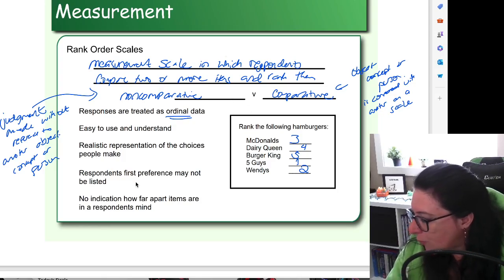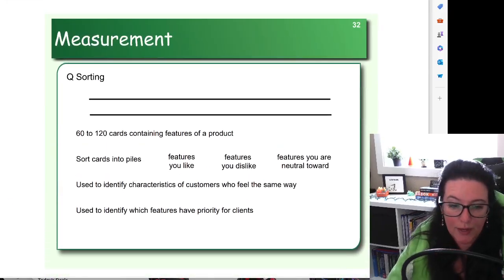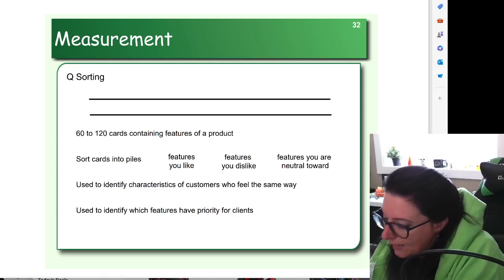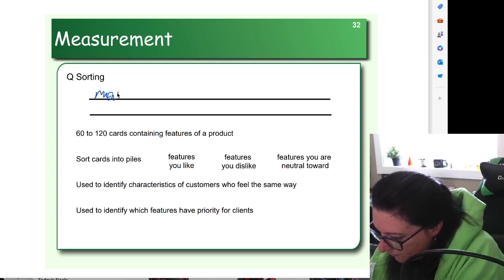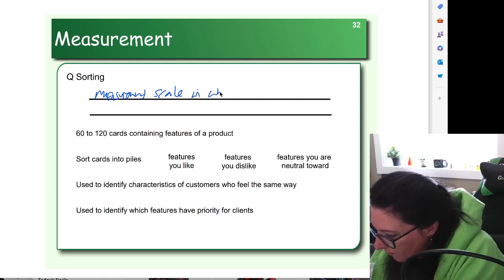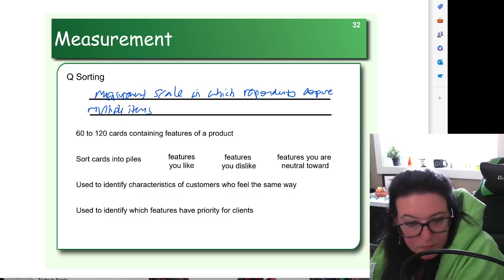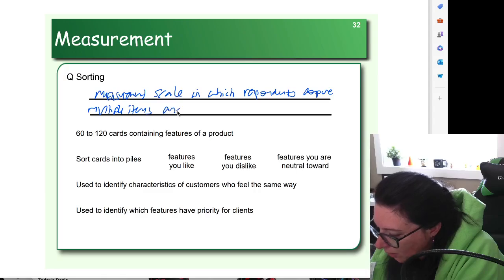All right, so we talked about rank order scales. The next one we want to look at is what is called Q sorting. Q sorting is a measurement scale in which respondents compare multiple items and rank them using cards.